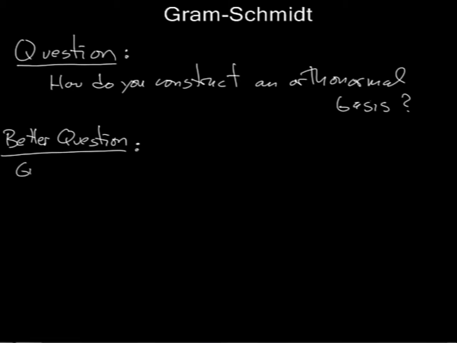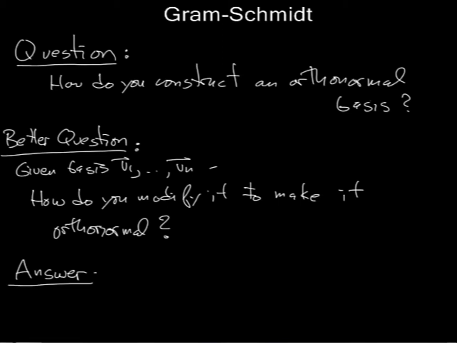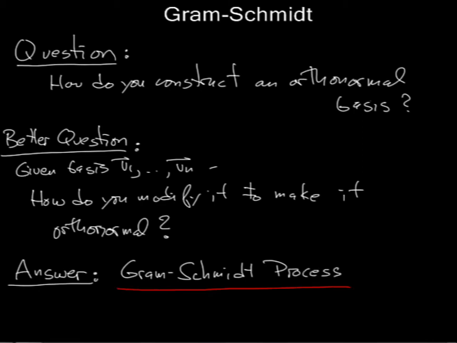Suppose you're given a basis somehow, by hook or by crook. You have a basis v1 through vn. How do you modify it to make it orthonormal? In other words, given any basis, how do you convert it into an orthonormal basis? That's the question. And the answer is that's exactly what the Gram-Schmidt process does. So that's not much of an answer yet until I explain how this works.